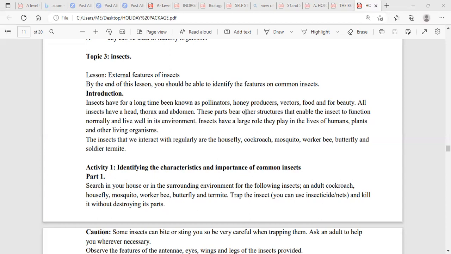These arthropods have main characteristics that they possess in common. They have jointed legs. Their bodies are covered with a tough exoskeleton. They have segmented bodies. They also exhibit bilateral symmetry, and they have an open circulatory system. Those are the main characteristics that all arthropods have.